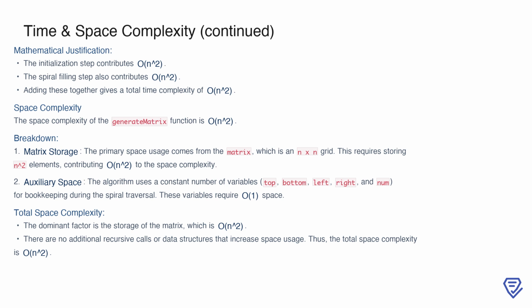Moving on to space complexity, the function also has a complexity of O(n²). This is primarily due to the storage of the n×n matrix, which requires space for n² elements. Additionally, the algorithm uses only a constant number of auxiliary variables, such as top, bottom, left, right, and number, for keeping track of the spiral traversal. These variables contribute just O(1) to the space usage. Since the matrix storage dominates and no extra recursive calls or data structures are used, the total space complexity is O(n²).